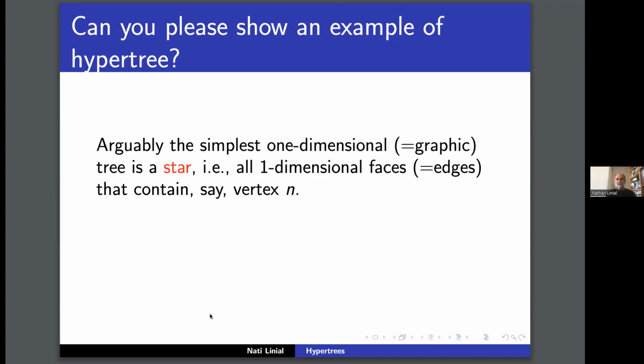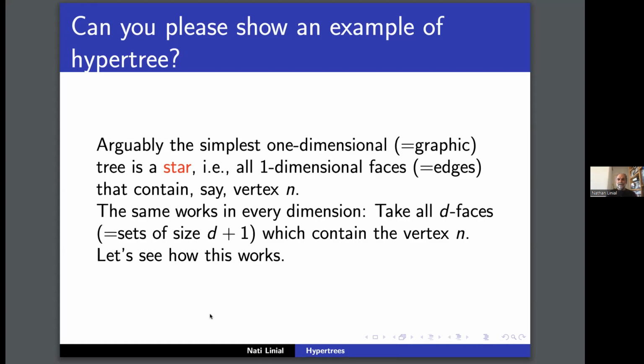So what are the simplest trees that you can think of in graph theory? I would say the simplest is a star and perhaps a path. I don't know if we will get to talk about paths in the hypertrees, hyperpaths. I will have them at the end, but I don't know if we'll get there. But stars are really very simple. So what's a star in the world of graphs? It's a tree made up of all the edges that contain a given vertex, right? That's a star. And the definition here, let's say vertex n, is the same thing.